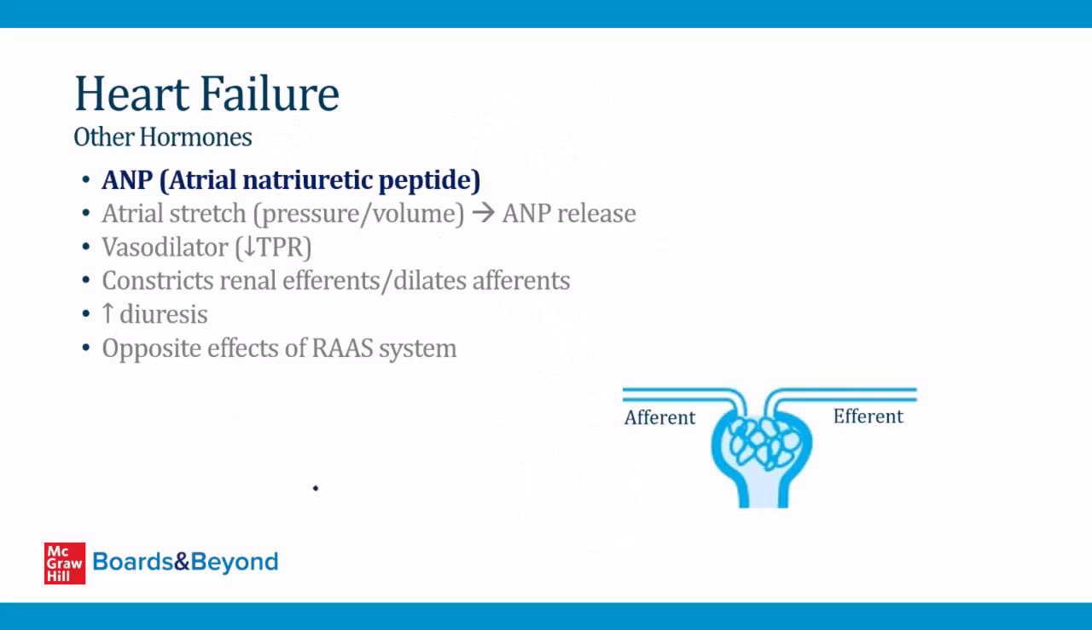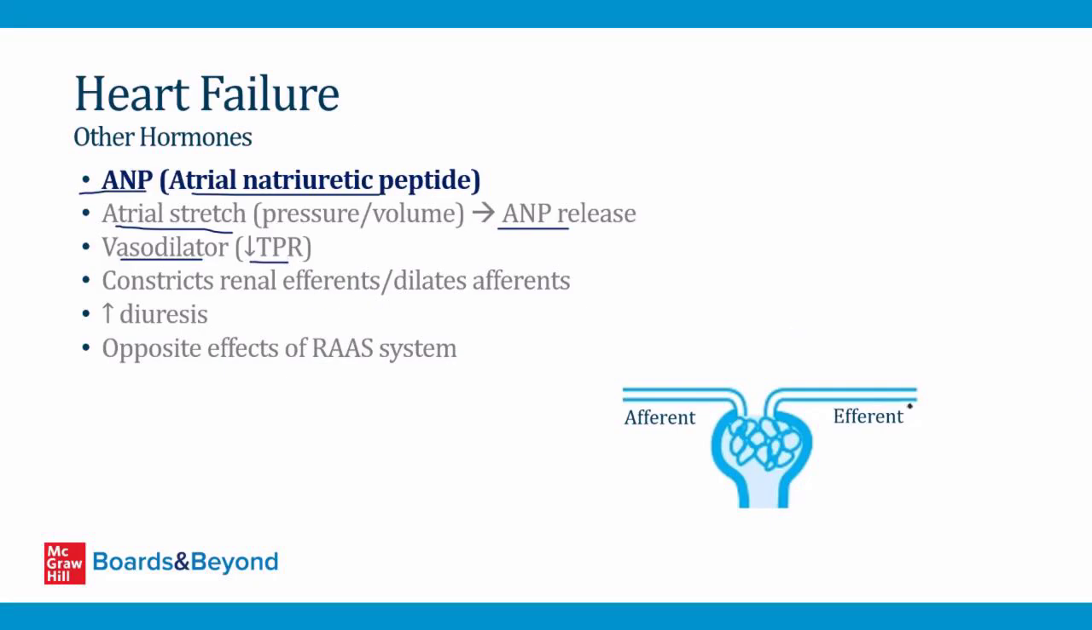Besides the hormones involved in the RAS system like angiotensin II, there are some other hormones whose levels rise in heart failure, and one of those is atrial natriuretic peptide, or ANP. So when the atria in a patient with heart failure are filled with blood volume and the pressure gets high, the atria cells get stretched, and when they're stretched, they release ANP. ANP has effects that are opposite of the RAS system. So where the RAS system causes vasoconstriction, ANP causes vasodilation, which tends to lower TPR.